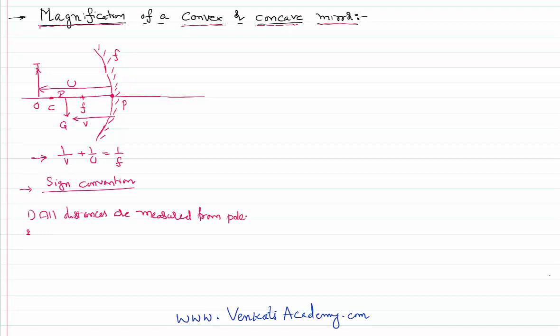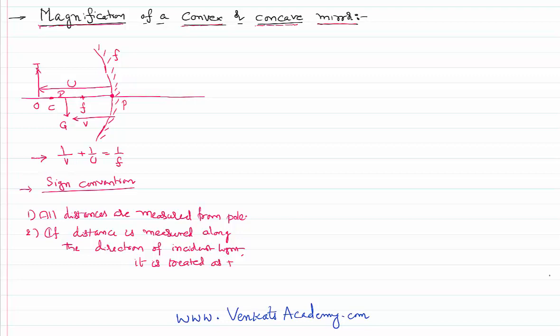Next, if distance is measured along the direction of the incident light, we have to treat that distance as positive, and of course vice versa. If it is measured against the direction of incident light, it shall be treated as negative.